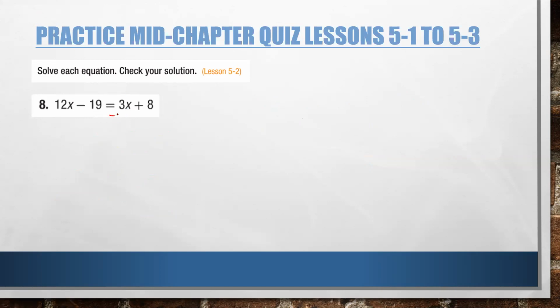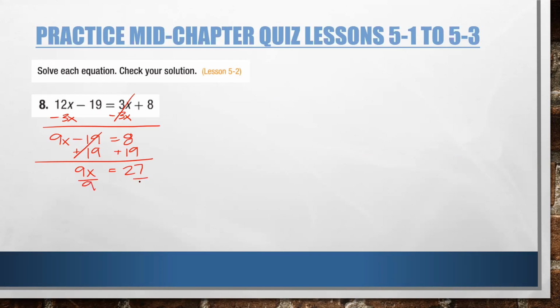So here I would subtract 3x from both sides. I have 12x minus 3x, that's 9x. Bring down the minus 19, this is gone, plus 8. And then I would add 19 to both sides. This is gone, so we still have 9x equals 27. And then I would divide both sides by 9. So x is equal to 3.